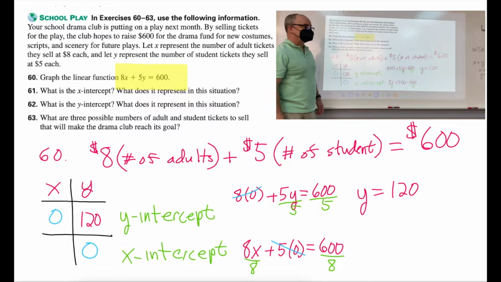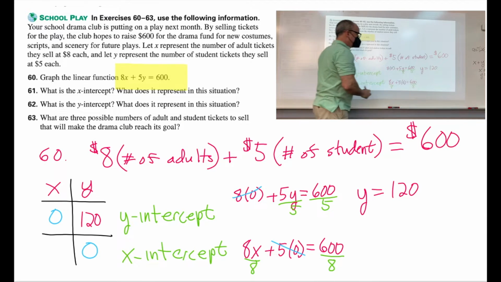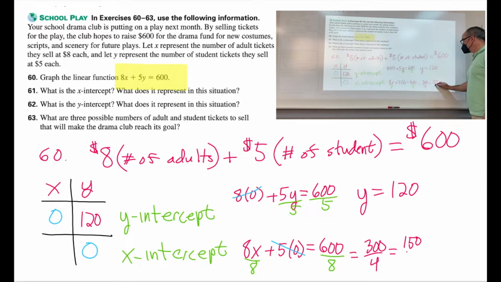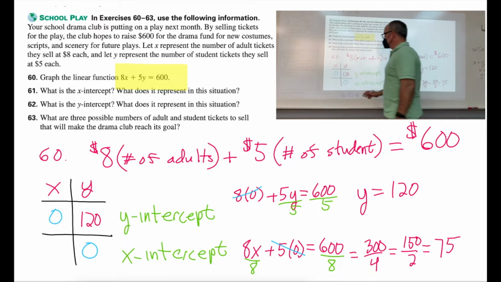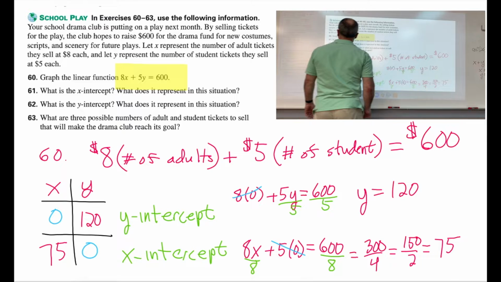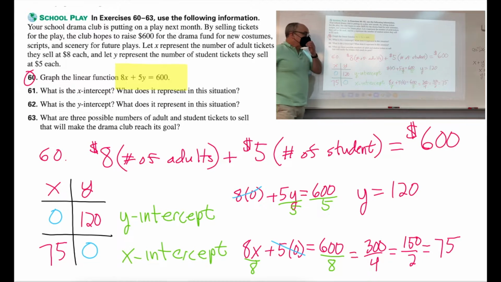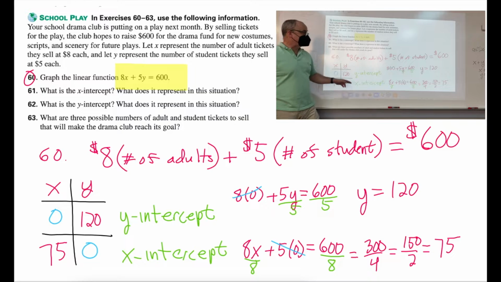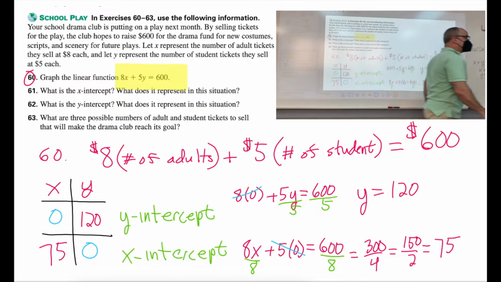All right, let me think real quick. Go ahead and give you some hints here. You can reduce that to 300 over 4. You can reduce that to 150 over 2. Oh, okay. All right. Now we're still just on number 60 here. We haven't graphed the line yet. We just plugged in 0 for the x to find that would make y equal 120. And we plugged in 0 for the y and found that would make x equal to 75.